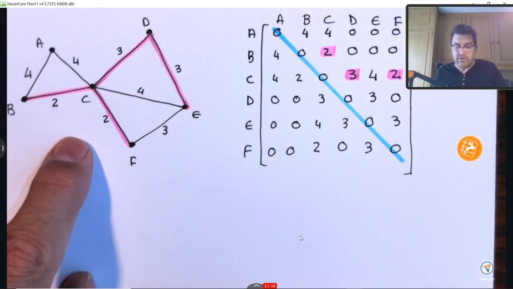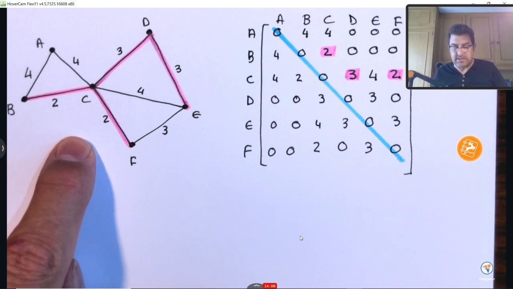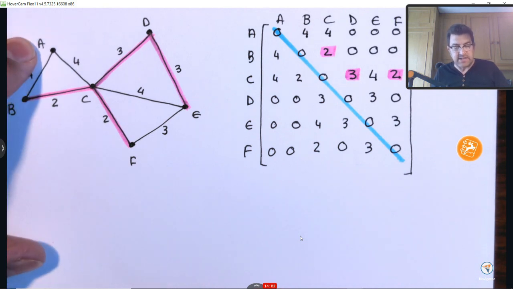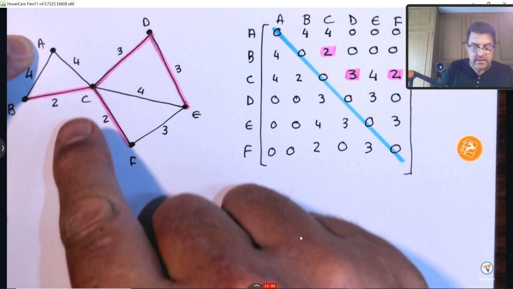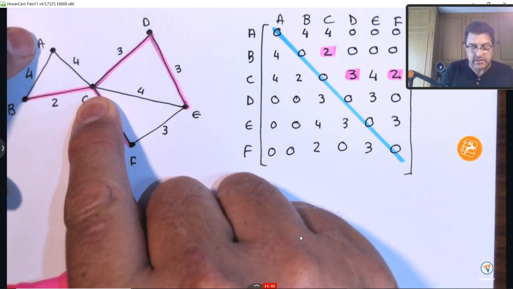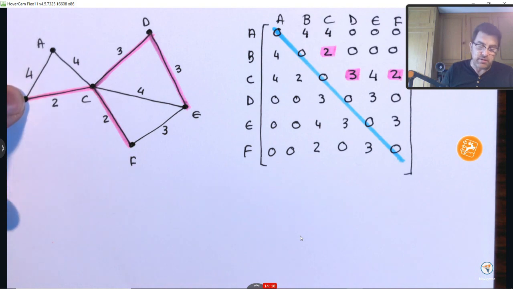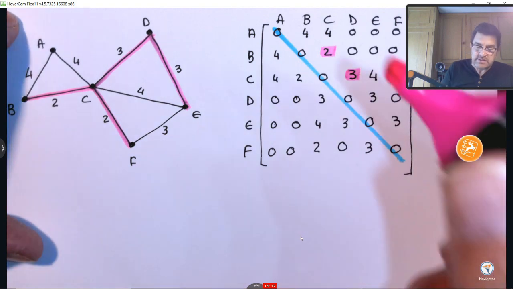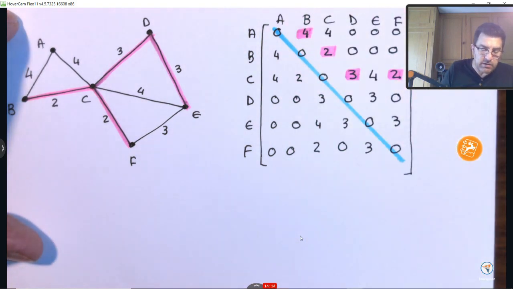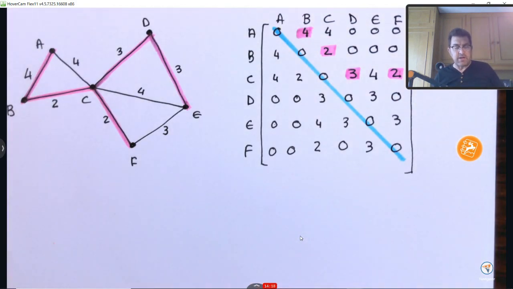Now the only vertex that I haven't visited is the vertex A. I can get there from C or I can get there from B, and both of those have a path length of 4. So I'm just going to pick one. I'm going to go from A to B, and there's my minimum cost spanning tree.